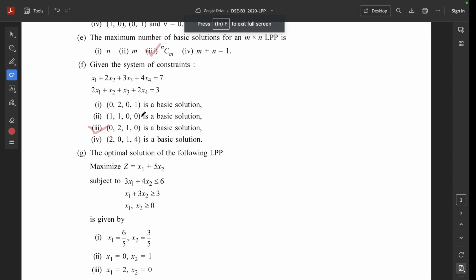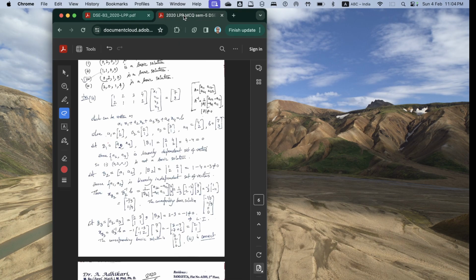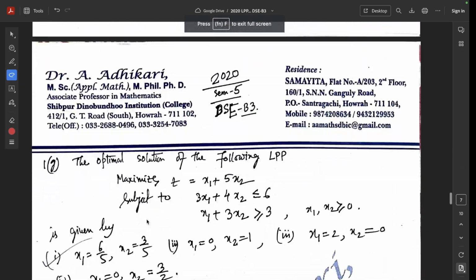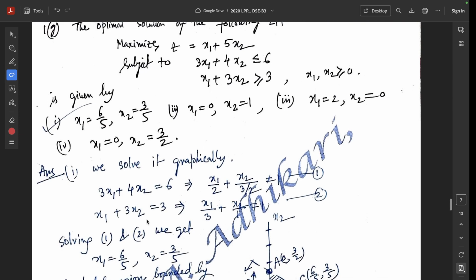Question G. The optimal solution of the following LPP, maximize this subject to this, is given by this option. The correct option is 1. We solve this LPP graphically.